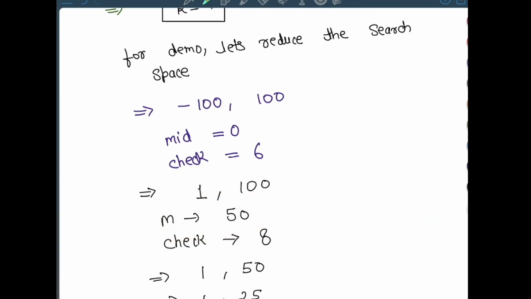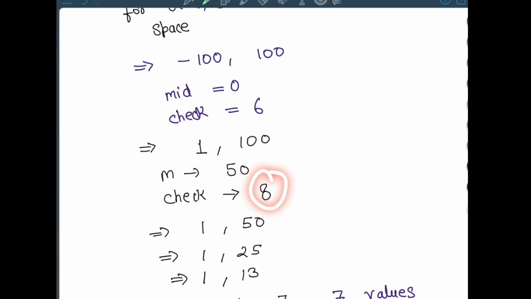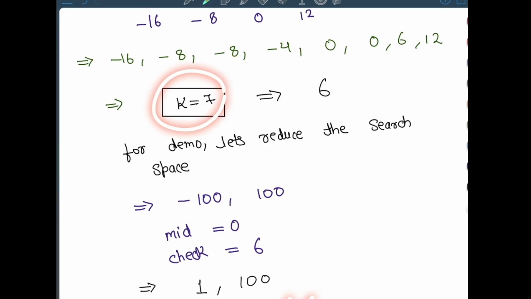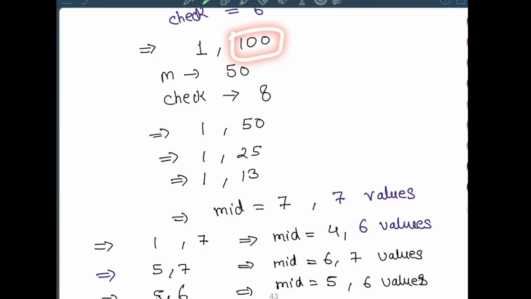Now I'm asking, check how many products are there which are less than or equal to 50. Actually all the products are less than 50, right? So I would say 8. That is, there are 8 products less than or equal to 50. Now this is more, right? Since this is more than the 7 we need, this 8 is telling me that my answer would be less than or equal to 50. So I will reduce the search space: the higher range will now be reduced, so the right value will be mid. The mid is 50, so now my right value is 50.